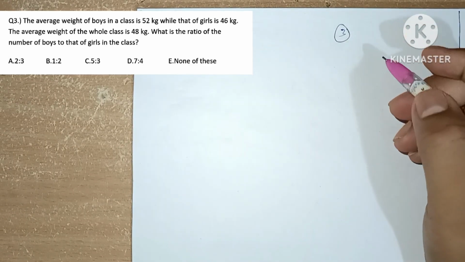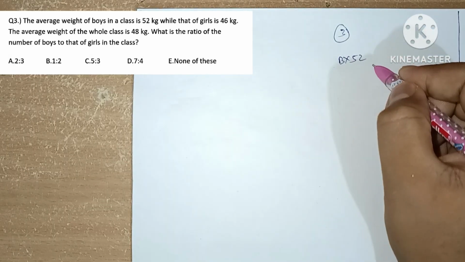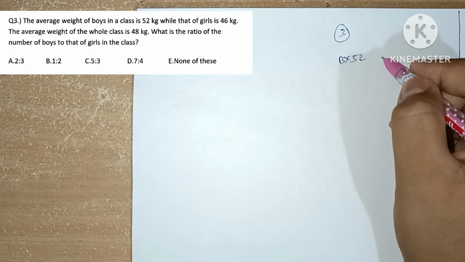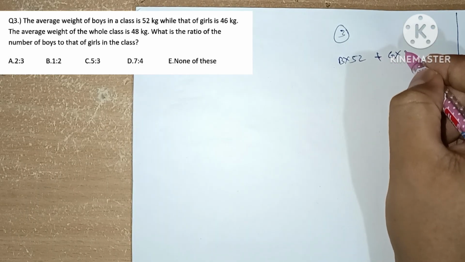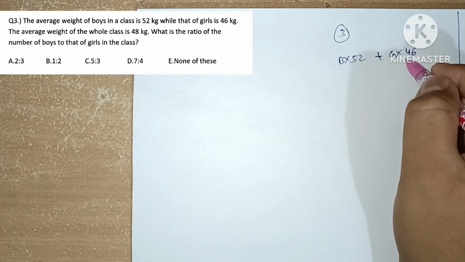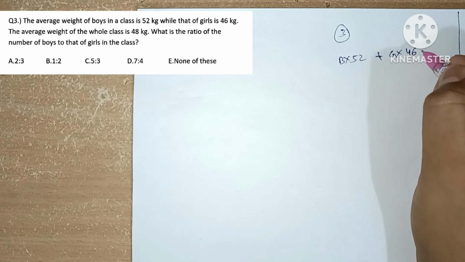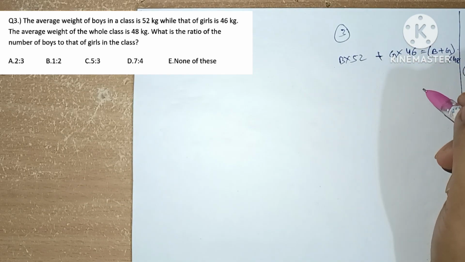The average weight of boys in a class is 52, so boys into 52 is the total weight of boys, while the weight of girls is 46 kgs, so total girls into 46 is the total weight of girls. The average weight of the whole class is given as 48 kgs, so the total weight of all boys and girls together is into 48. This is the statement that is given in the question.